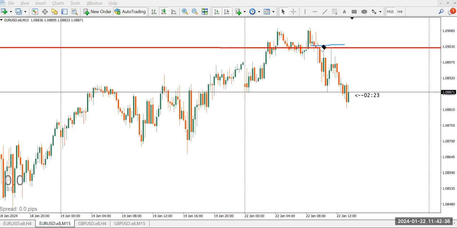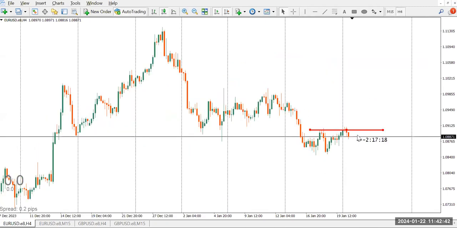As I said, one candle on 4 hours is 4 hours. It makes sense. So it may take you 1 day or 1.5 days before you can spot an entry.